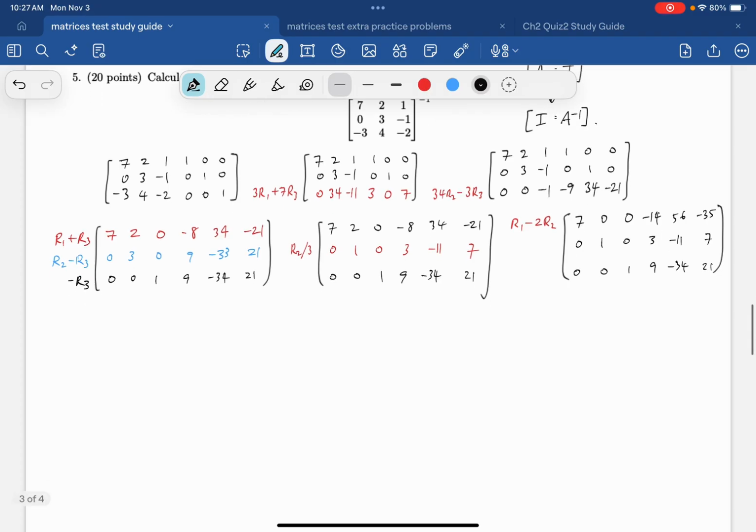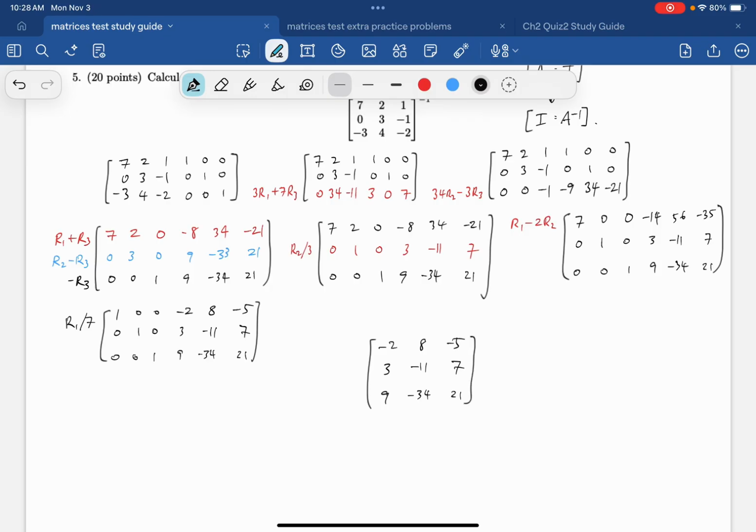And the final step is just to divide the first row by 7, which leaves me with 1, 0, 0, minus 2, 8, minus 5, 0, 1, 0, 3, negative 11, 7, 0, 0, 1, 9, negative 34, 21. And so that means my inverse matrix is simply what I have on the right side. My answer is negative 2, 8, negative 5, 3, negative 11, 7, 9, negative 34, 21. I can check my answer using a computer here.